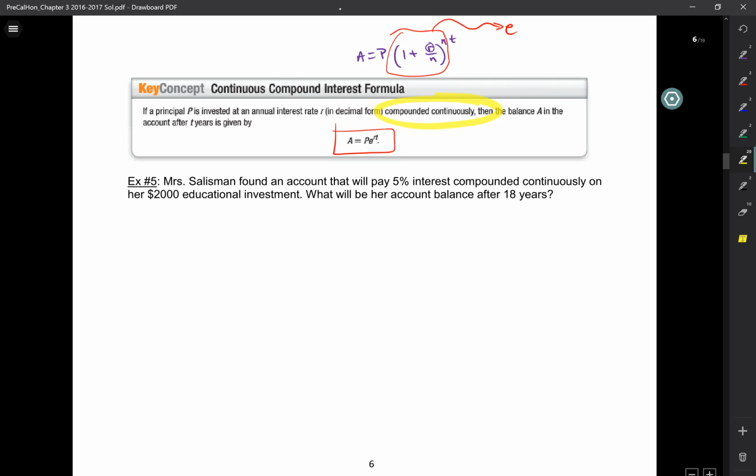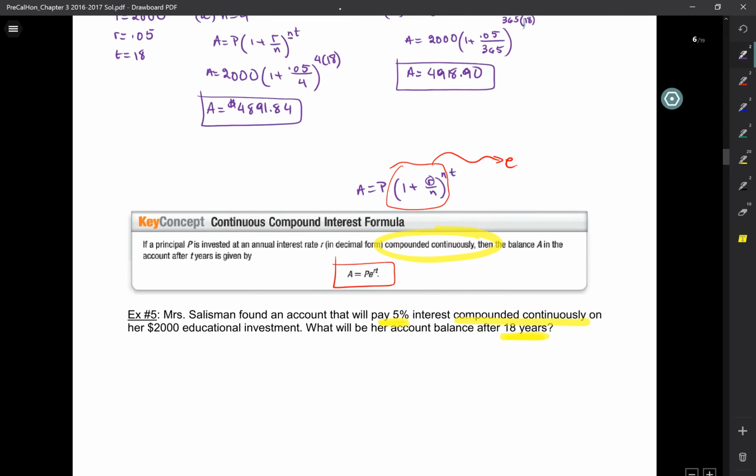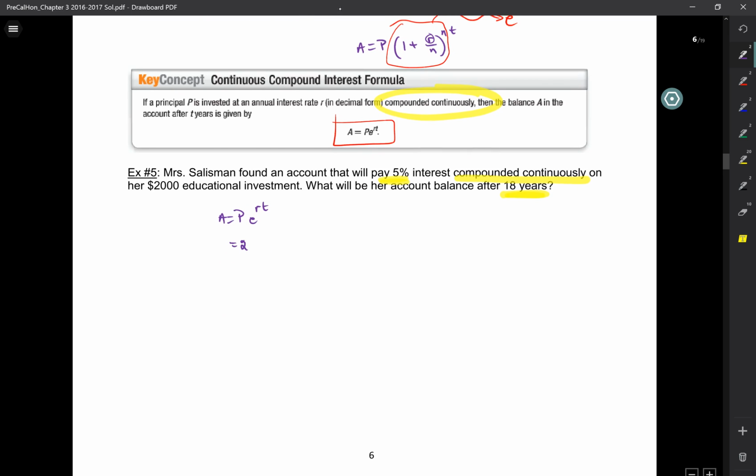She's shopping around. And she has an account that will pay 5% interest just like before, but now it's compounded continuously. Well, now how much will it be after 18 years? Well, let's see. If A is equal to P e to the rt, then this is 2,000 e to the 0.05 times 18, and let's see how much money that is.